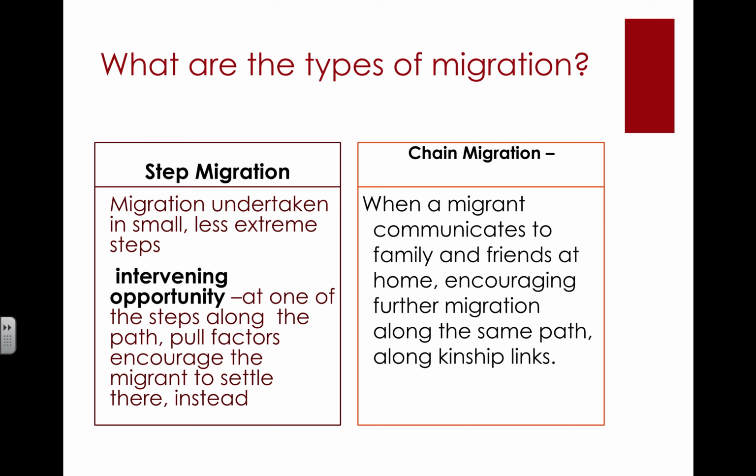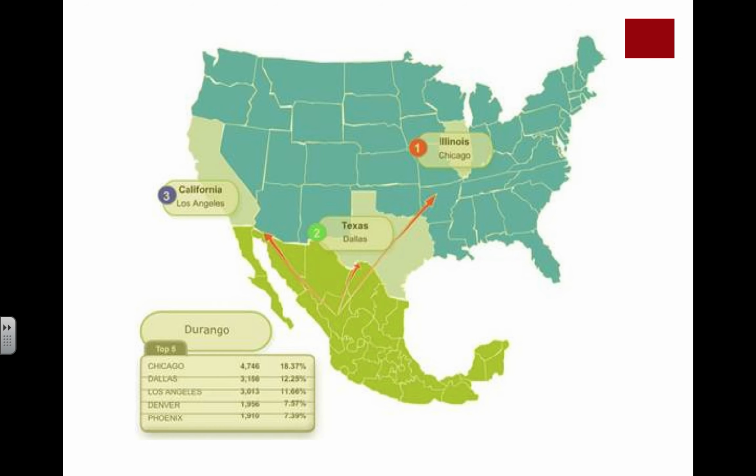So let's say somebody's moving from Mexico and they intend to go to Maine. Well, perhaps if that person in their migration path gets an excellent job opportunity in Texas, then that would be that intervening opportunity. That would encourage that person to settle there in Texas as opposed to getting all the way to Maine. Chain migration, I want you to think of the links of a chain for this one. And here, this is an example of step migration. Let's say that person's migrating from Mexico, the example I just gave. They intended to get to Chicago, but they actually ended up staying in Texas.